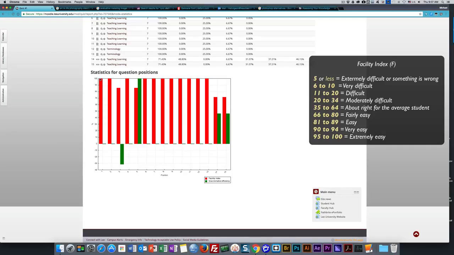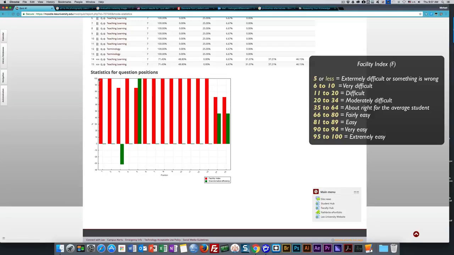6 to 10 is considered very difficult. 11 to 20 is difficult. 20 to 34 is moderately difficult. However, this is the range you're looking for: 35 to 65 is about right for the average student based on how other students answered.